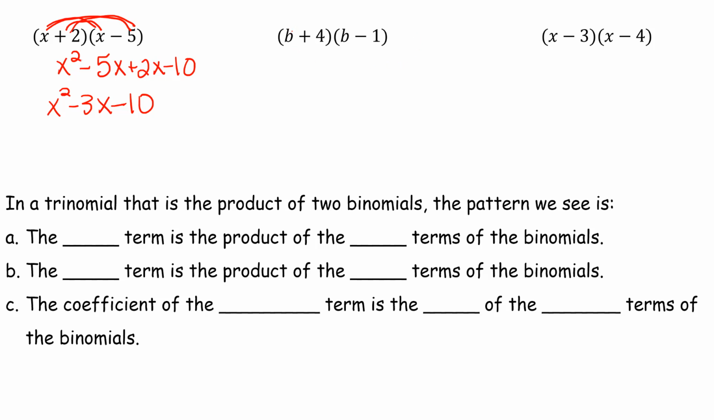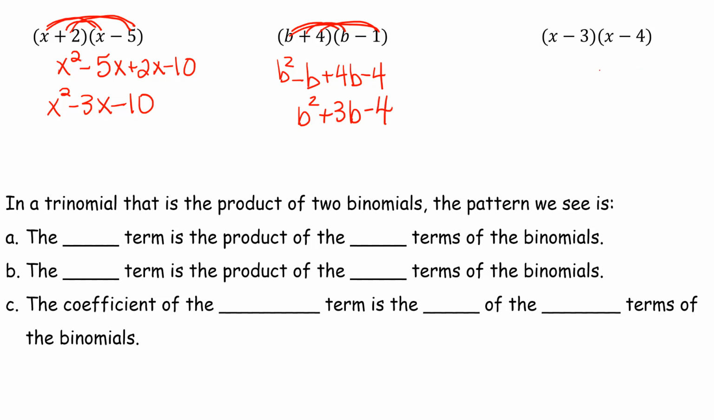So b plus 4 times b minus 1. B times b is b squared. B times negative 1 is minus b. 4 times b is plus 4b. And 4 times negative 1 is minus 4. And then if we add our like terms, we've got b squared plus 3b minus 4.